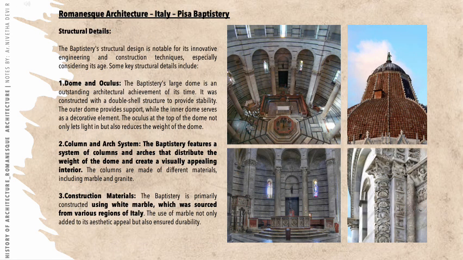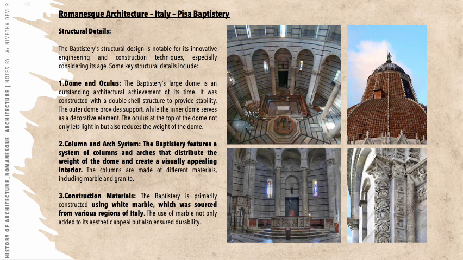Structural details. The baptistry's structural design is notable for its innovative engineering and construction techniques, especially considering its age. Some key structural details include: 1. Dome and oculus. The baptistry's large dome is an outstanding architectural achievement of its time. It was constructed with a double shell structure to provide stability. The outer dome provides support, while the inner dome serves as a decorative element. The oculus at the top of the dome not only lets light in but also reduces the weight of the dome.